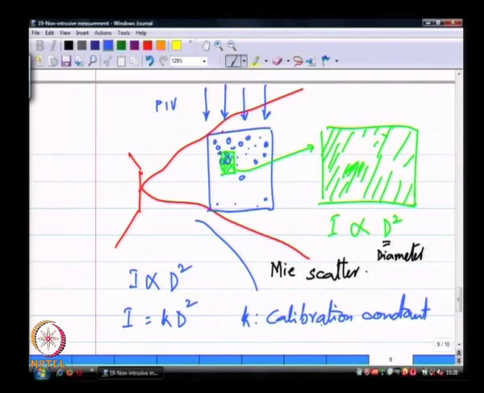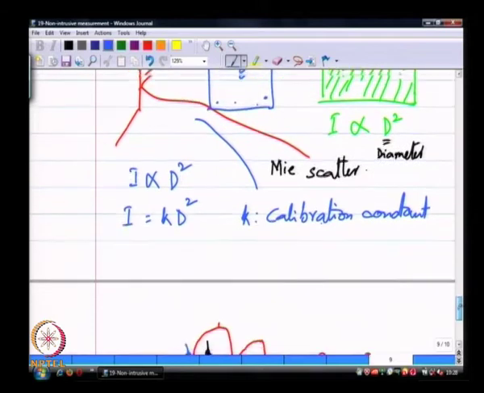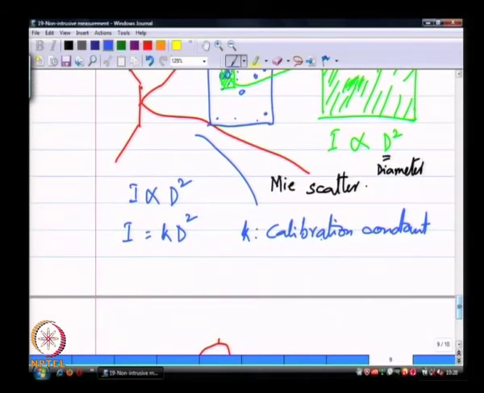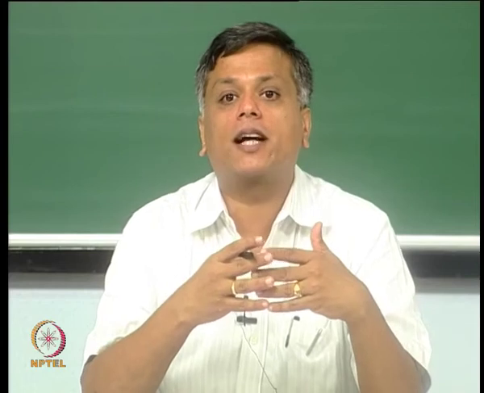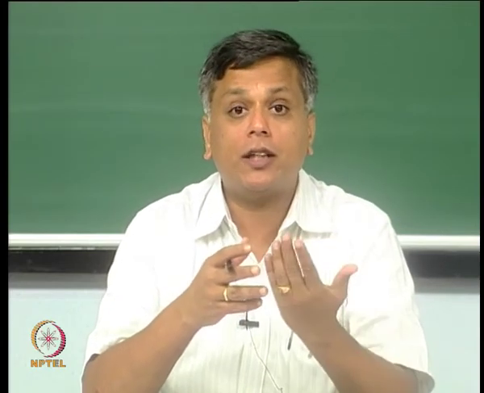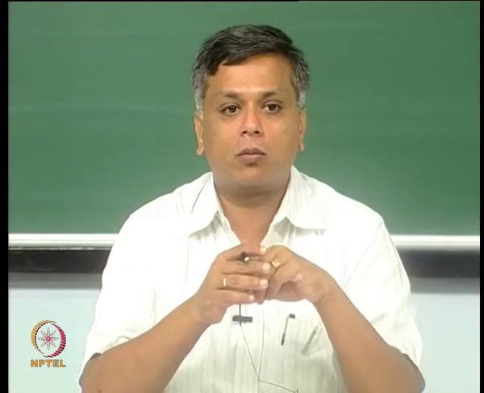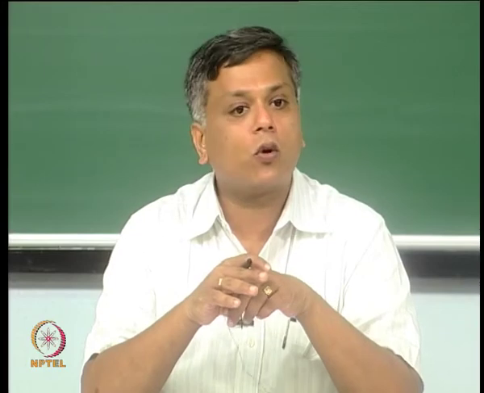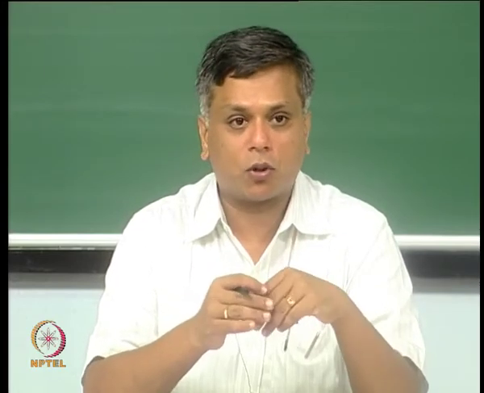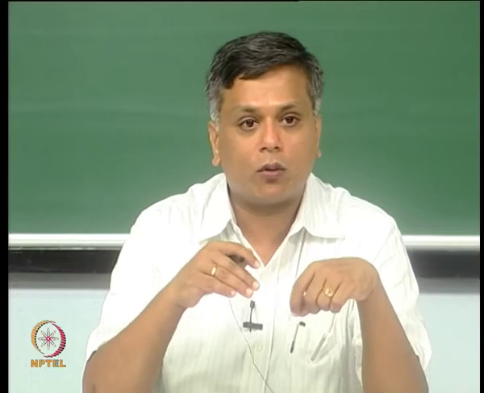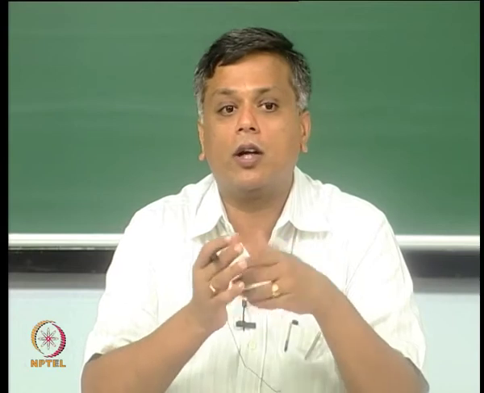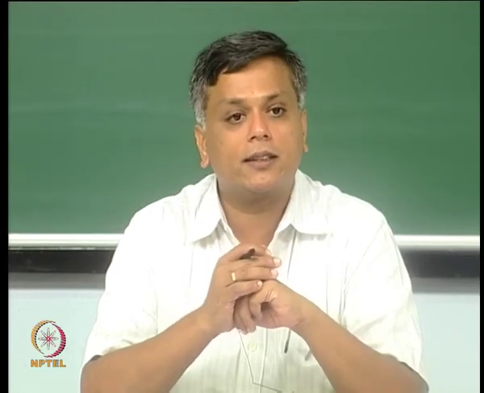That I can calculate or measure from my calibration process, where I set up an experiment and have drops of a known size in the light sheet, and knowing the intensity of the light that the camera sees, I am able to obtain a value of k. I can use that same value of k in my real experiment, where I am now dealing with drops of unknown size, but I know the intensity.